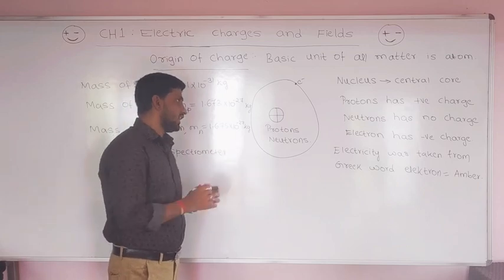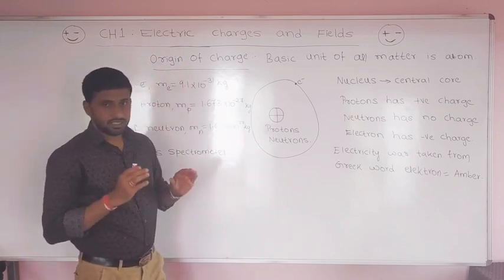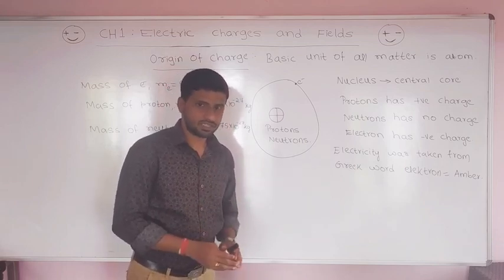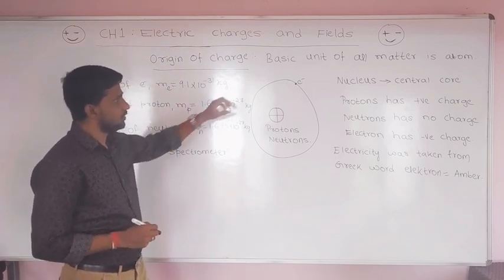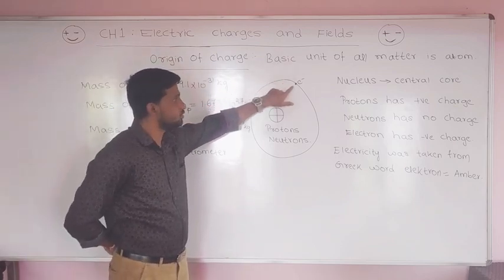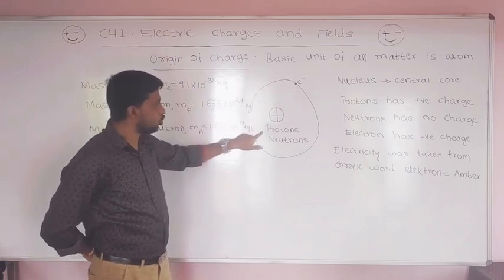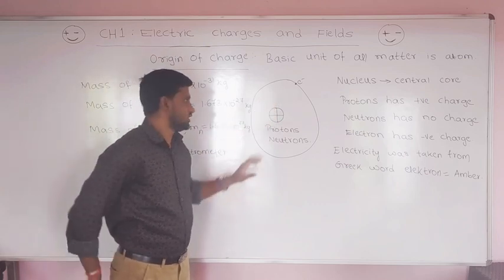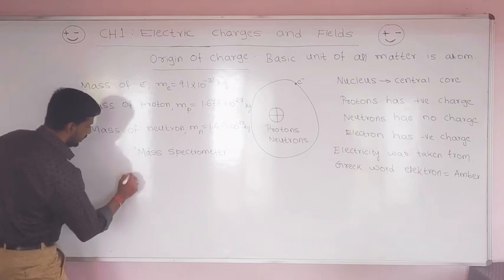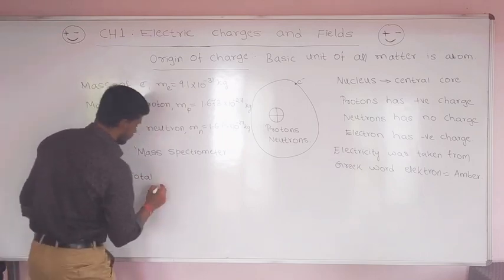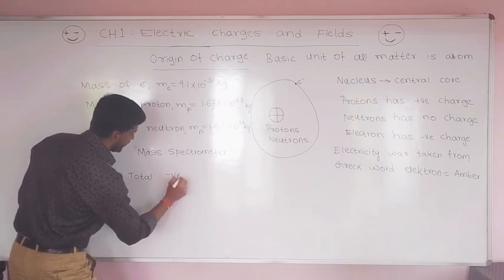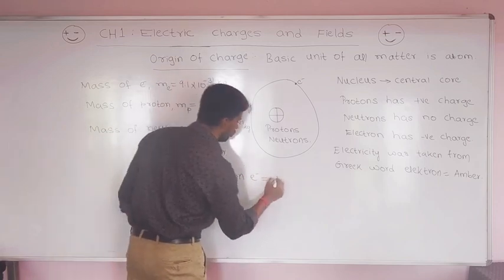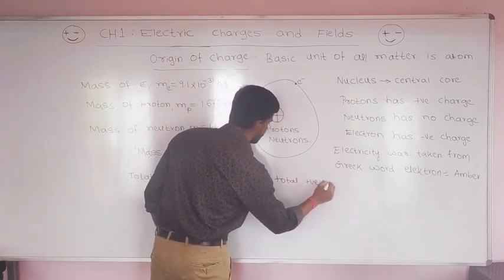So we can say that the atom is present in a substance, and in those atoms the charges are present. Now suppose the total negative charge on the electrons is equal to the total positive charge on the protons, then this atom is called electrically neutral. This is very important.